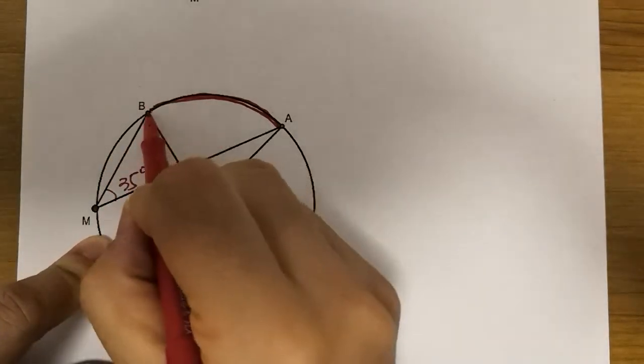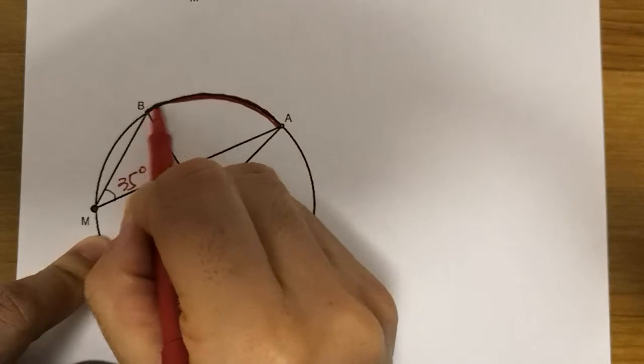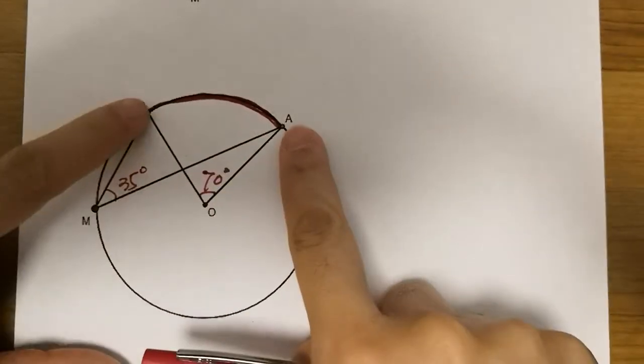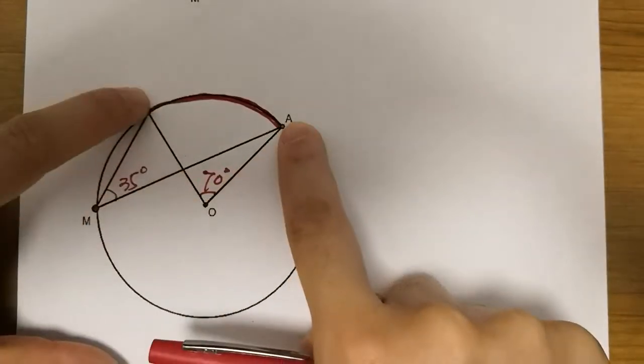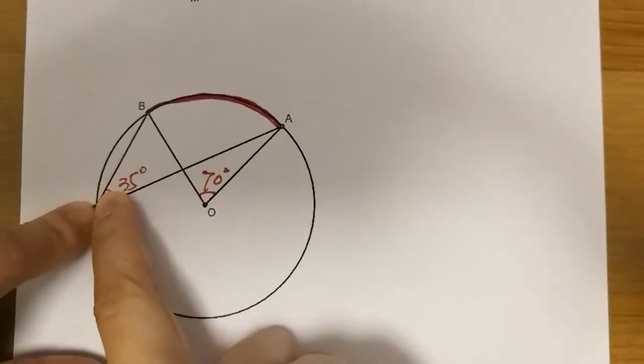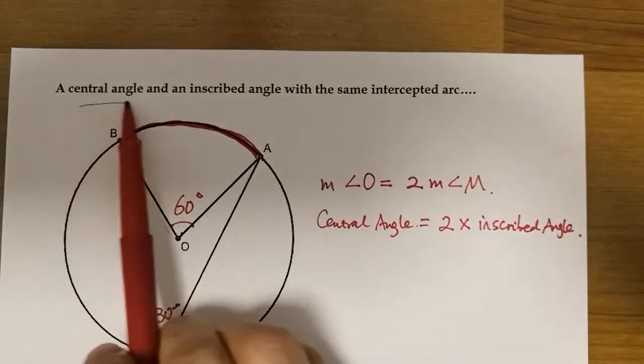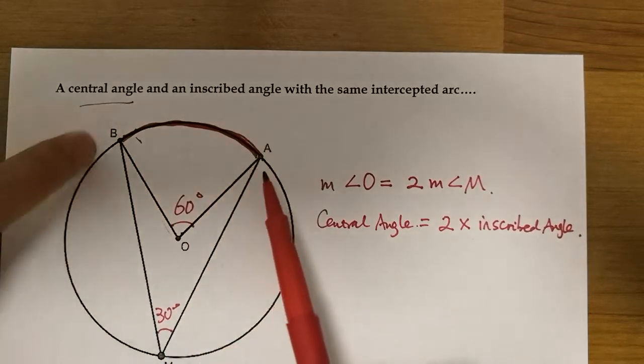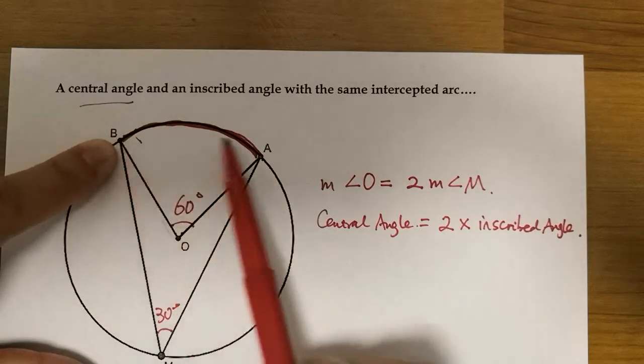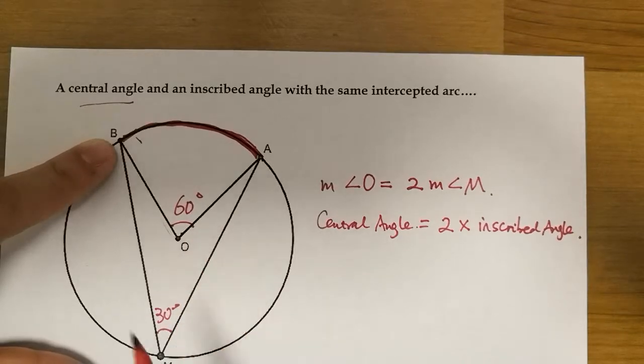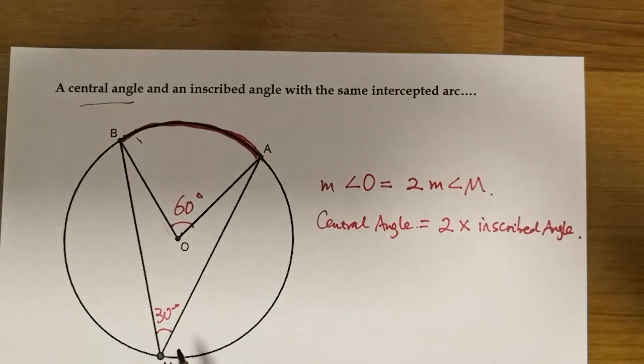Okay, so I use this one to trace the central angle and go back to trace here the inscribed angle. That's how I do this one. Again, this is when a central angle and an inscribed angle have the same intercept arc. This is how the relation looks. This is how it works for this one.